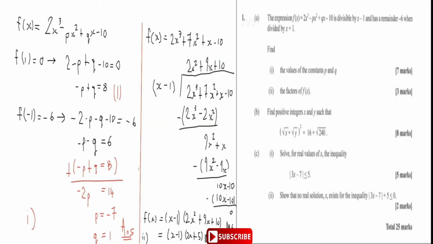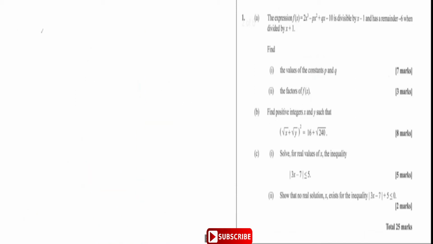Now look at part B. Part B says find the integers x and y such that the square root of x plus the square root of y, so you have the square root of x plus the square root of y, and they told us it is equal to 16 plus the square root of, that's root 240. So you have root x plus root y squared is equal to 16 plus the square root of 240.